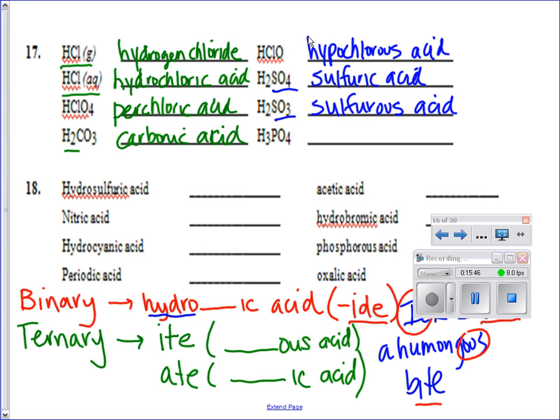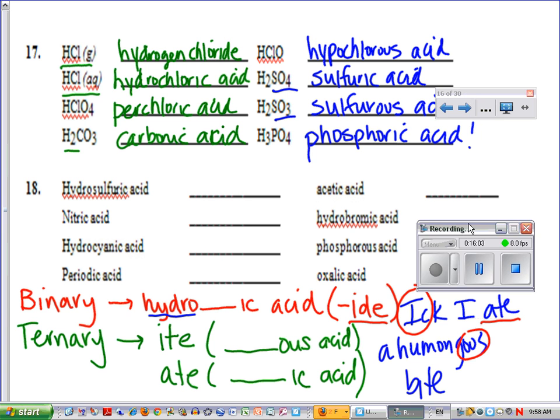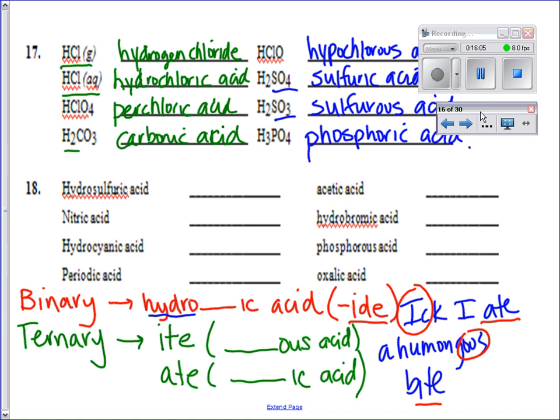H3PO4, what's the name of the PO4 polyatomic? Phosphate, so this is phosphoric acid. The exclamation point, that's not part of it. All right, now let's keep moving on. Where did I leave off? Who did I leave off with? You were the last one. Okay, so we can move on to Haley.